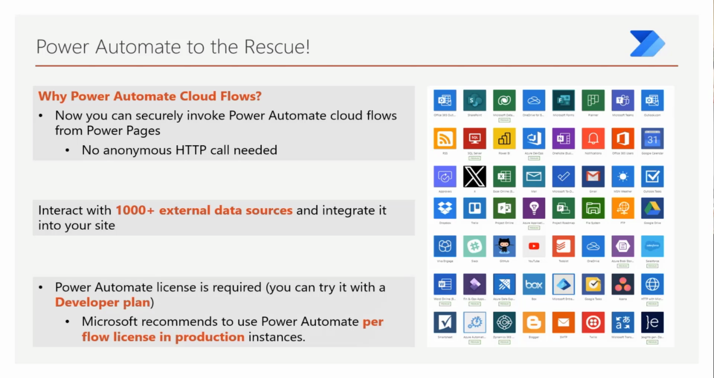If you want to play around with it, you can use a developer plan, but it's important to have in mind that whenever you are going to put it on production sites, Microsoft recommends you to have a Power Automate per flow license in production, just for scalability and all other similar issues.